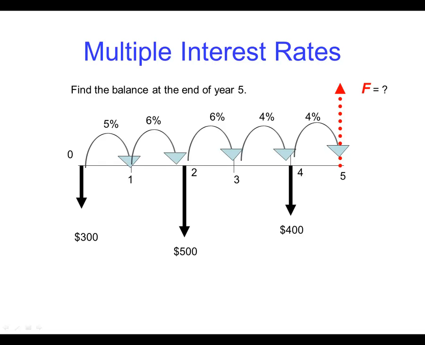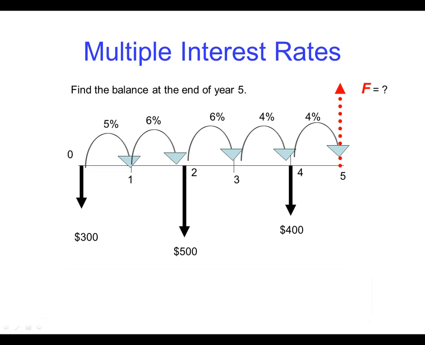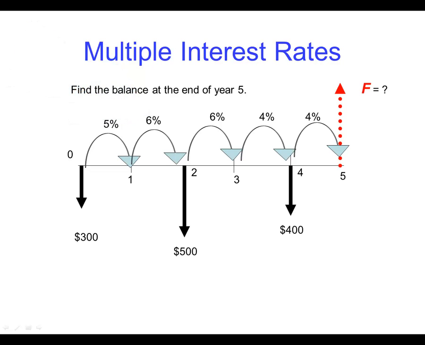We will continue with the unconventional equivalence, and in this case we are talking about multiple interest rates. We have a question here, or an example, which addresses an interest rate that is different every year. How can we handle such a question or an example?